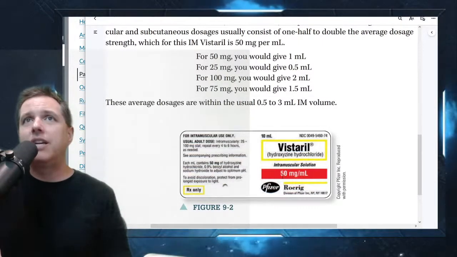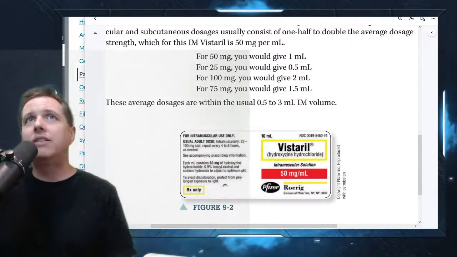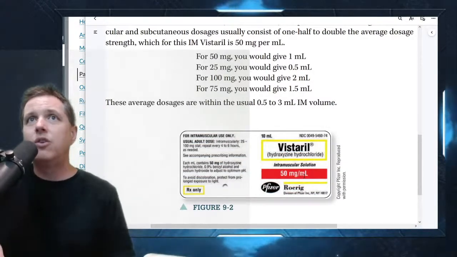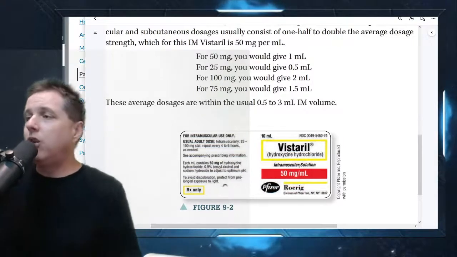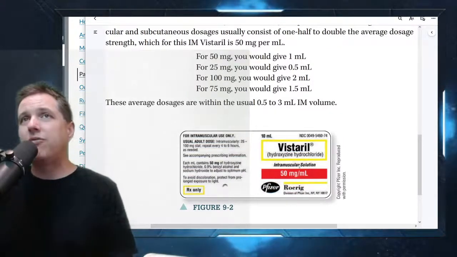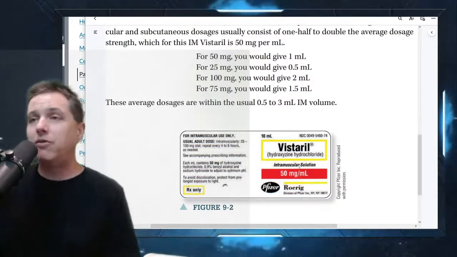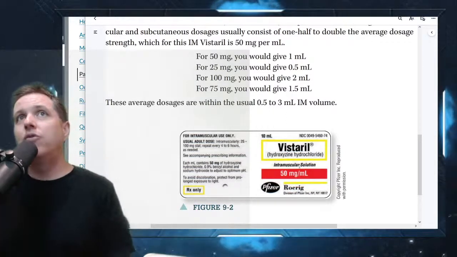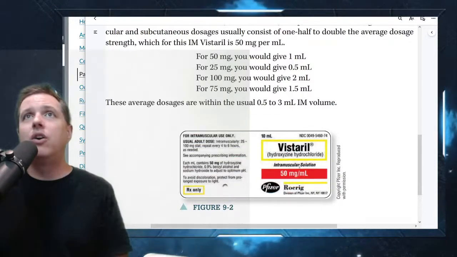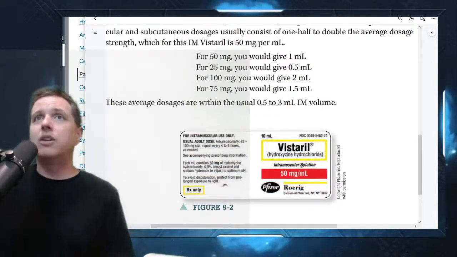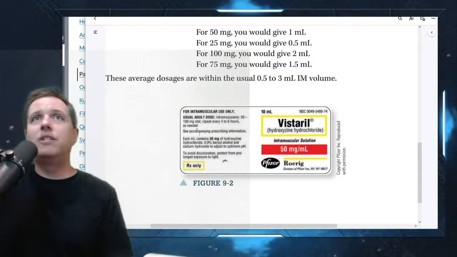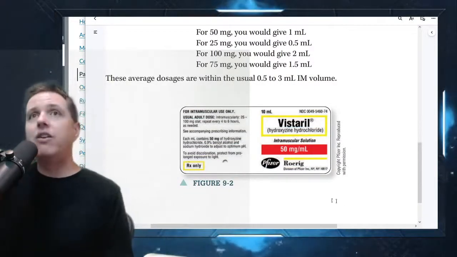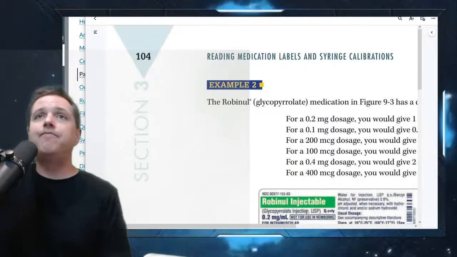Well, if you think about that, that's 50% more than just the typical dose. So we want an extra half dose. You can do this by just using your basic fraction multiplication. If you take 50 and multiply it by 3 halves, which is 1.5, 3 over 2, you're going to end up with 1.5 milliliters that you're supposed to get. Okay, so pretty similar to the other labels that we were reading. The information's all there. You just gotta find it.